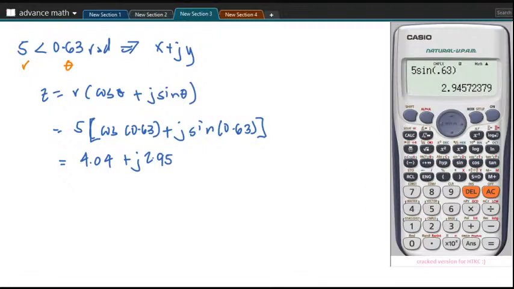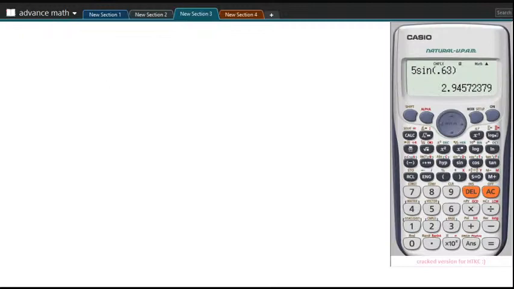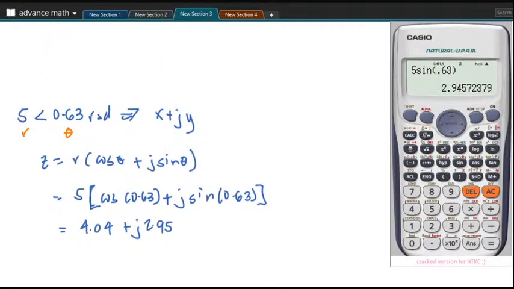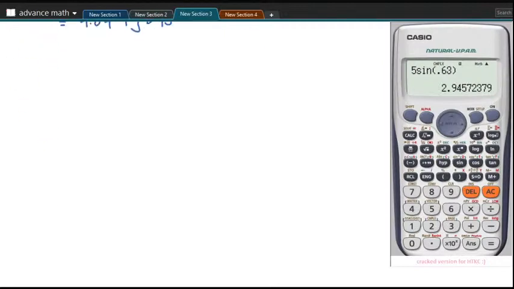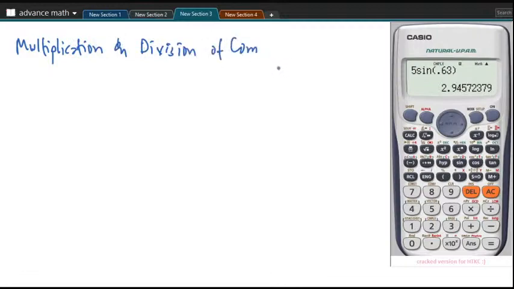Okay, next we will be discussing the multiplication and division of complex numbers in polar form.